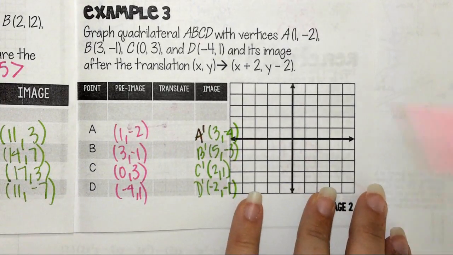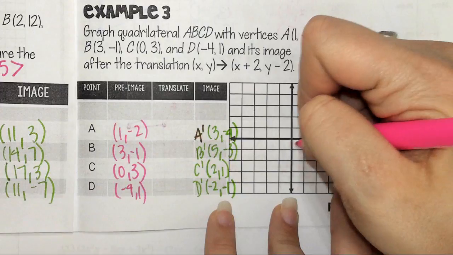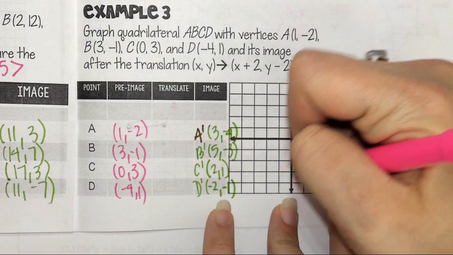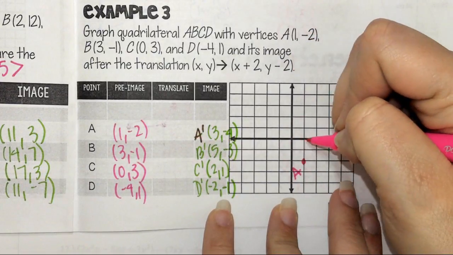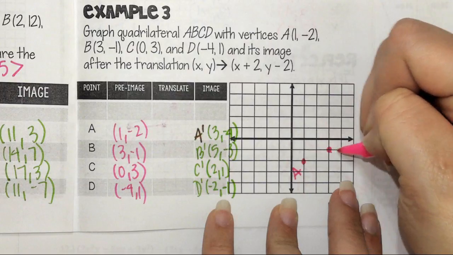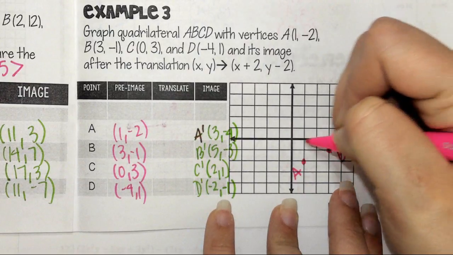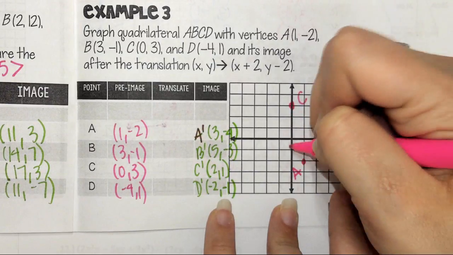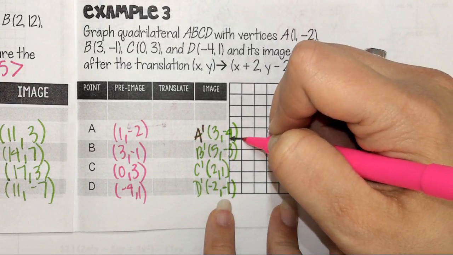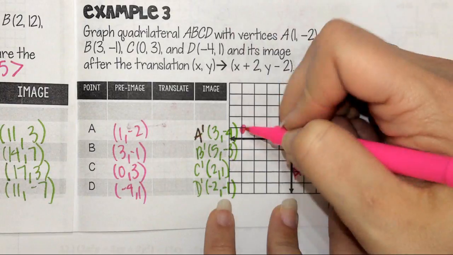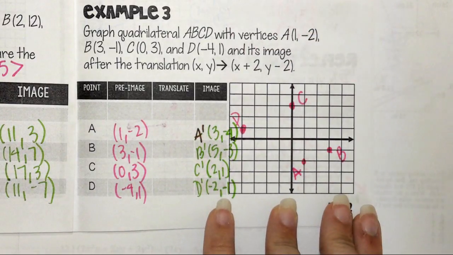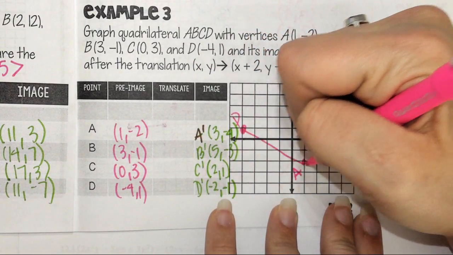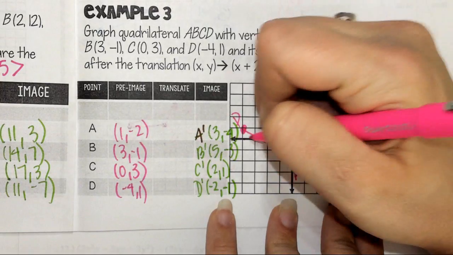Okay. So my pre-image, you go right 1, down 2, that's A. Then right 3, down 1, that's B. Then 0, 3 is up 1, 2, 3. And then negative 4, up 1. So does everybody's pre-image look like mine? It looks funky, but we're going to connect the dots.